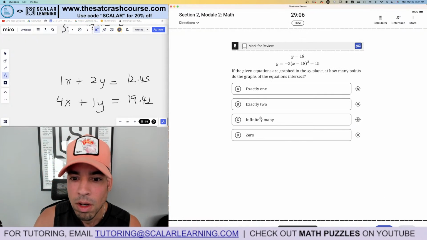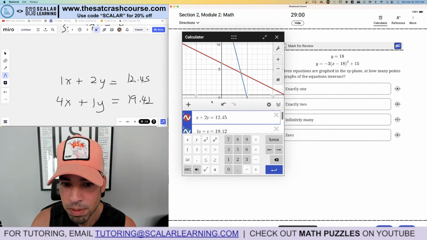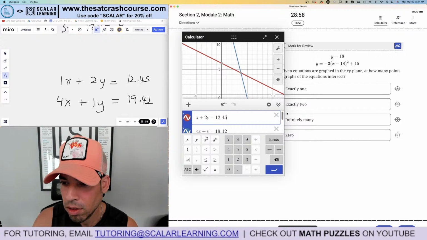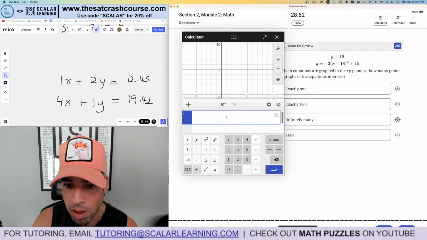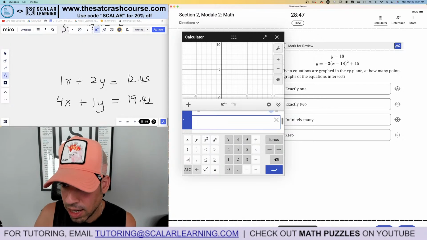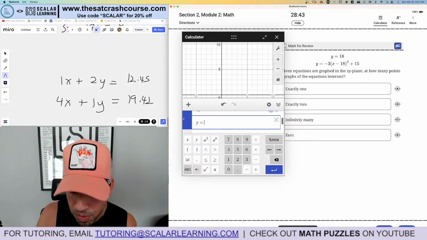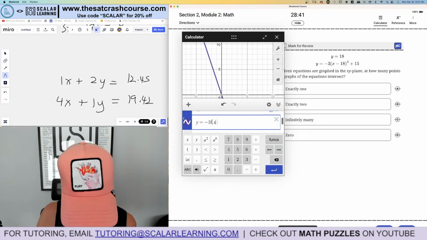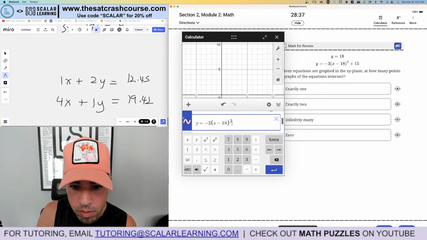Done. If the given equations are graphed in the xy plane, how many points of the graphs of the equations intersect? Well, let's graph it. Actually, wait. It's got to be 0. I already can tell, but I'm going to show you. Because that is going down and its vertex is below y equals 18. That's why I can tell instantly. But let me show you how to do this otherwise in the calculator.